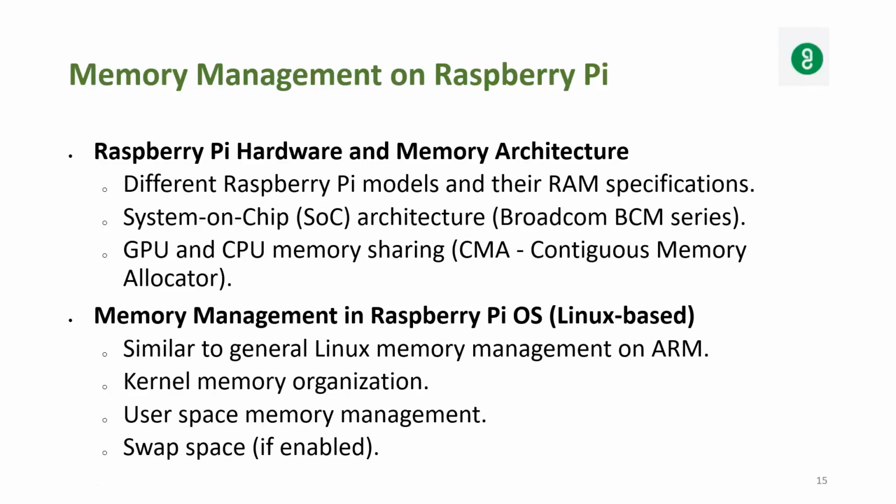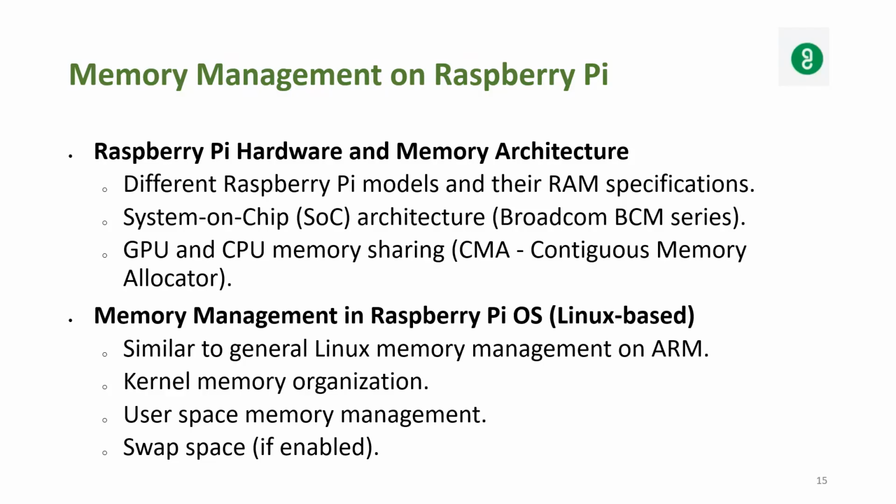Raspberry Pi hardware and memory architecture. Different Raspberry Pi models and the RAM specifications. We have different architectures in Raspberry Pi models. There are different versions in Raspberry Pi models, and as the models evolve, the features are enhanced and the RAM specifications are also increased.